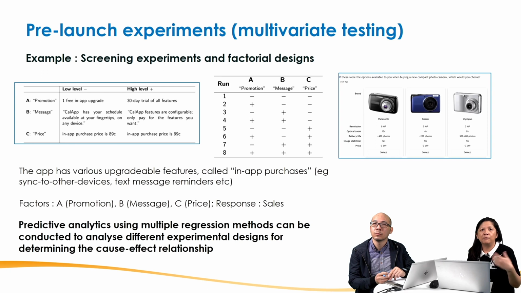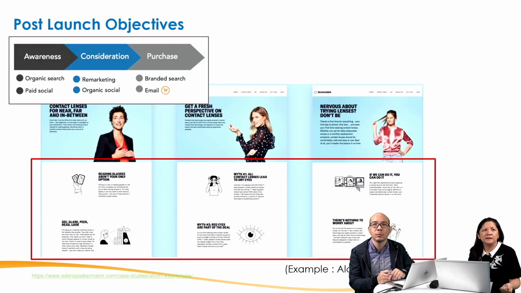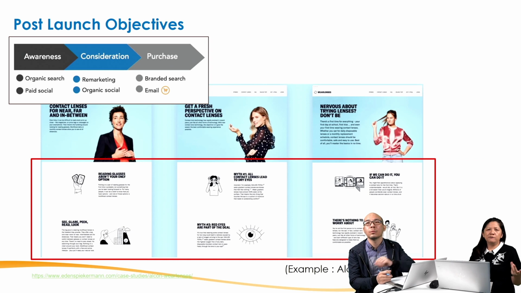If you have even more factors, in this case, on the left-hand side, we have 3 factors. On the right-hand side, if you have more than 3 factors, in this case, like 4, 5, or even 6 factors, this calls for a more advanced technique that will utilize screening experiments that allow you to screen the important factors more efficiently. Okay. So that is what we've seen for pre-launch experiments.